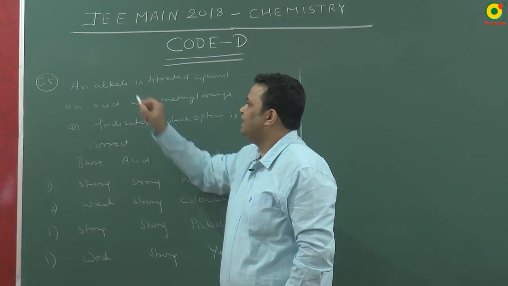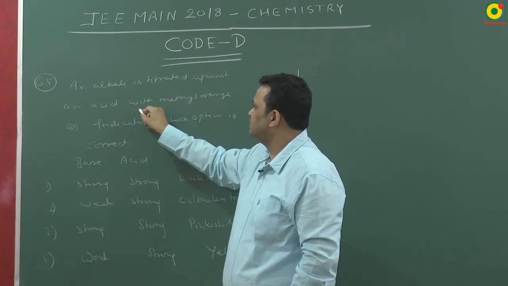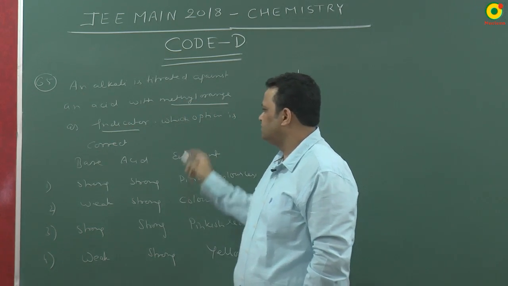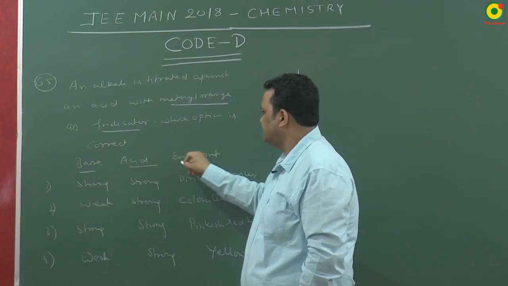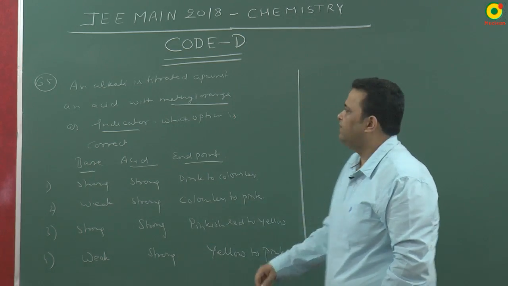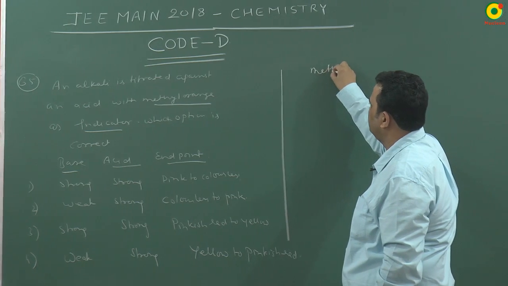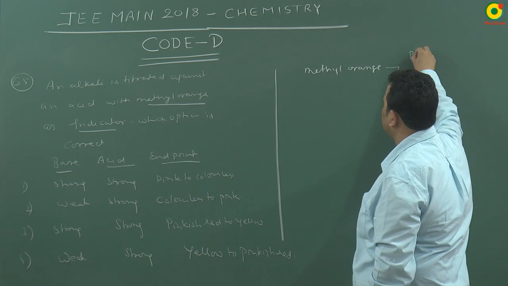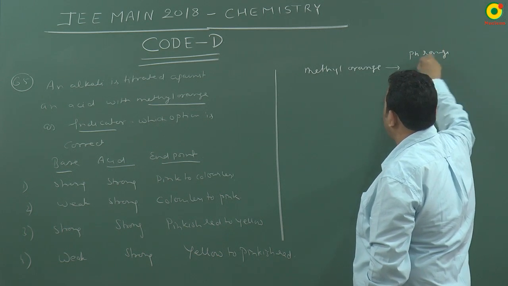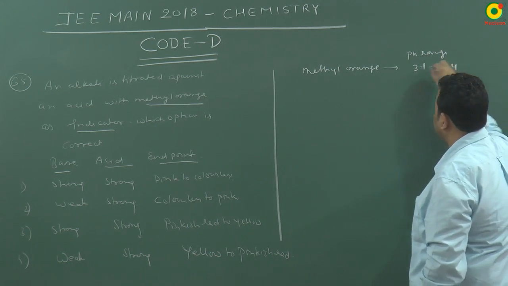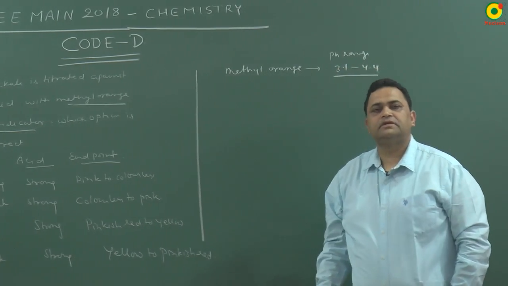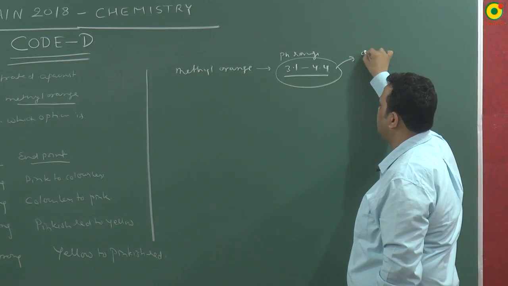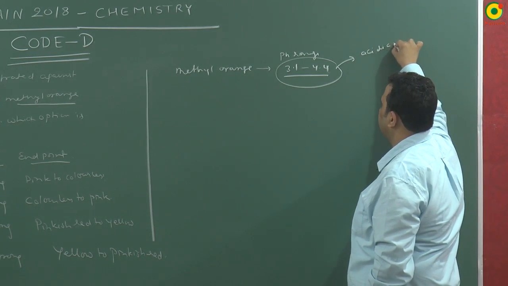Question 65: an alkali is titrated against an acid with methyl orange as an indicator. Which option is correct? Base, acid and endpoint. Methyl orange has a pH range of 3.1 to 4.4. It means it will change color within this range, so it requires an acidic medium for color change.